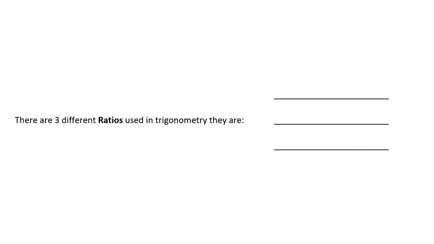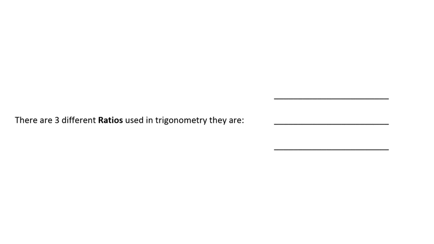So hopefully you did okay with labeling the sides of a triangle. Like I said, it's a very important skill, so make sure you've gotten enough practice with that before you move on. So there are three different ratios used in trigonometry. A ratio is when we compare a fraction, something over something.